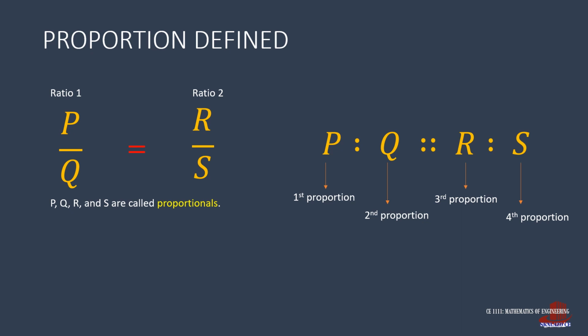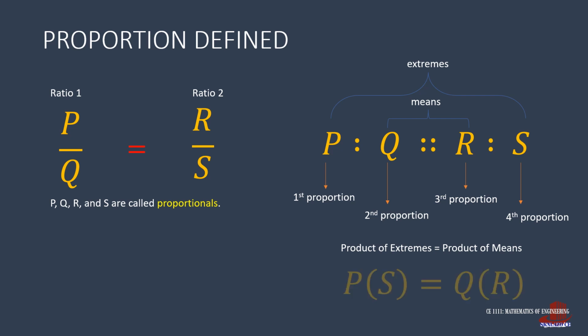Talking about pairings, the inner pair of Q and R is called the means, and the outer pair is called the extremes. It is a rule that the product of extremes should equal the product of means. If you do the same rule when the proportion is denoted in fraction form, it uses cross multiplication just the same.